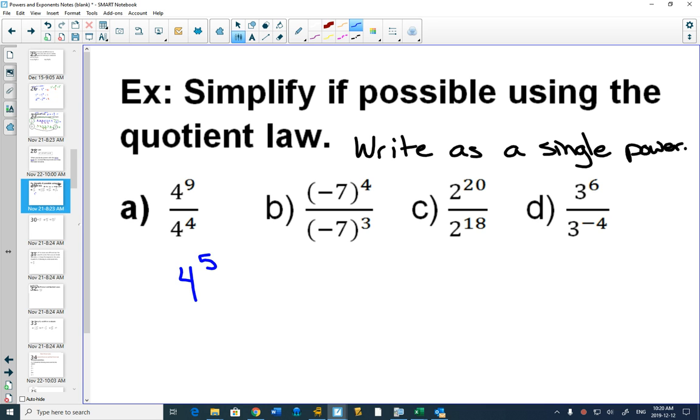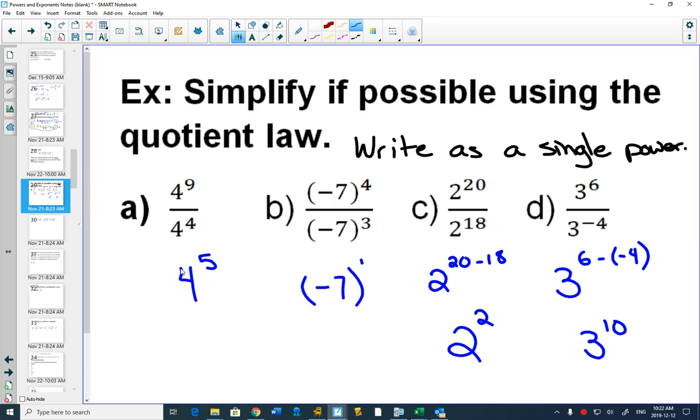The bases are the same. You could subtract the exponents. You get negative 7 to the 1. Right? Because you're always subtracting the exponents.